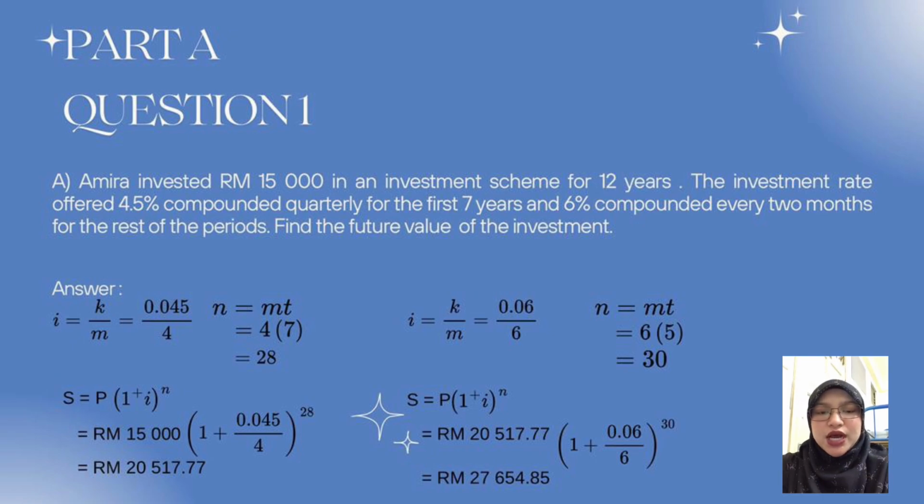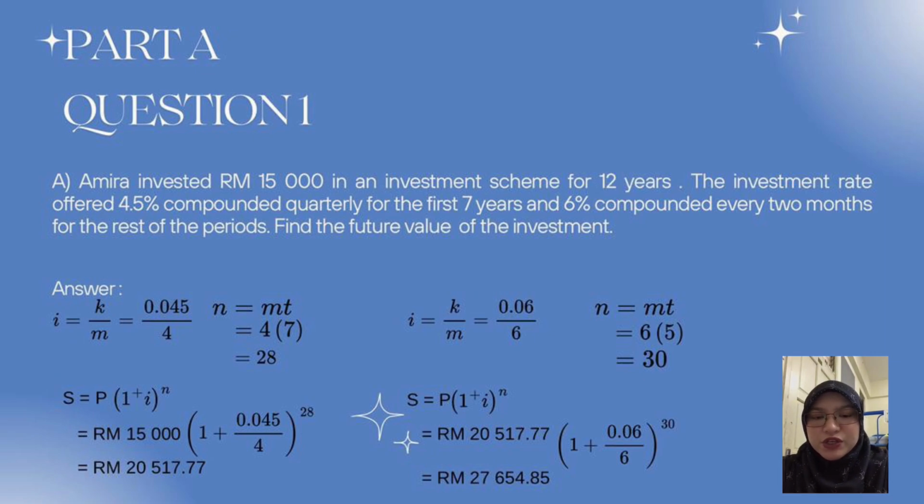Periodic interest rate i equals 0.06 over 6. The number of compounding periods is n equals 6 times 5, equals 30. We use RM20,577 as the new principal. Substituting the values, S equals 20,577(1 plus 0.06 over 6) to the power of 30.